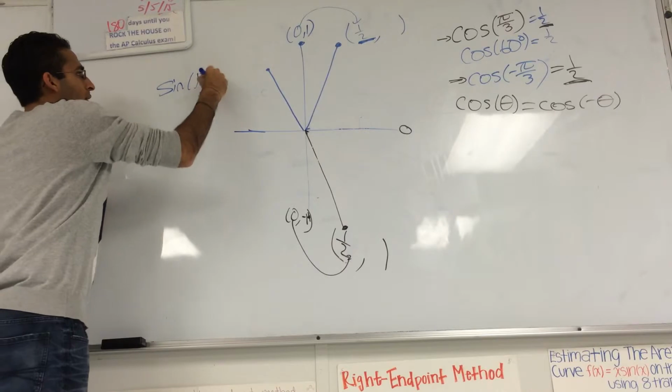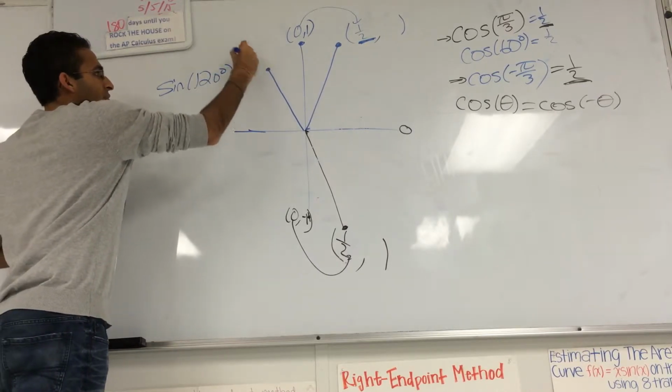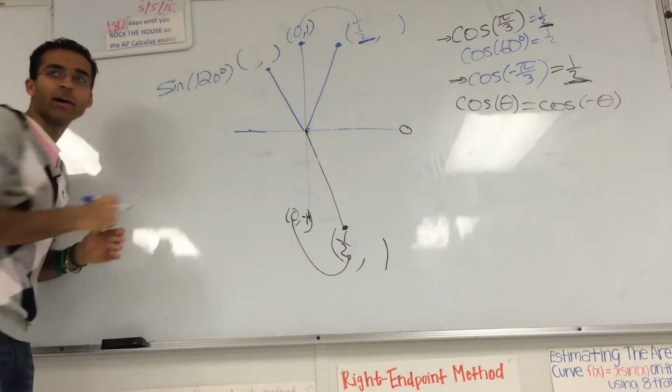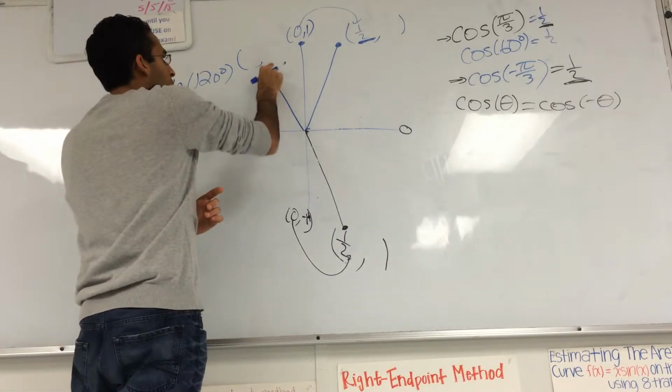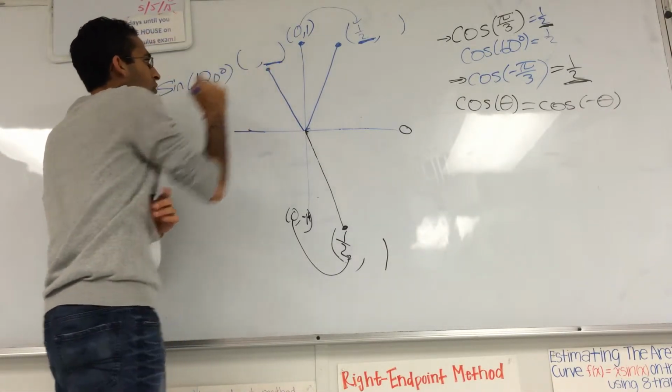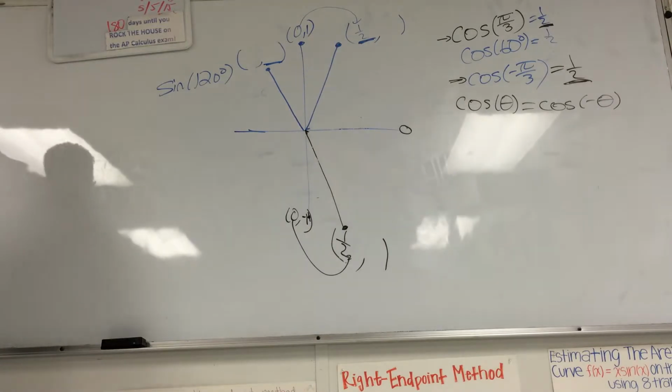Sine of 120. So Josue, we need to find x coordinate or y. Which one do you want? Y. Why do you want the y coordinate? Because sine is always y. The y. Sine is always the y coordinate. Good. So I need to find a y coordinate, and would you like it to be positive or negative, and why? Positive. Why is that? Because it's closer to 1.